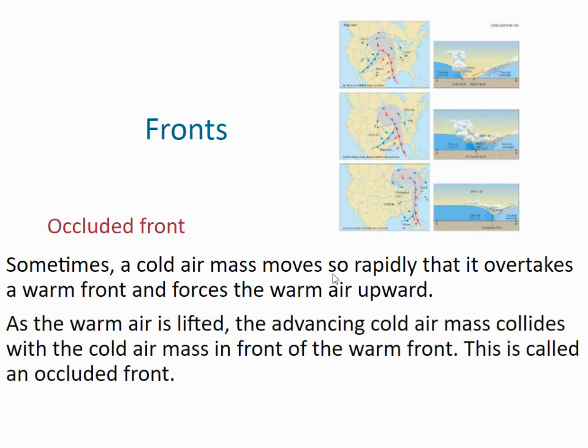An occluded front is represented by a purple line. Sometimes cold masses move so rapidly that they overtake the warm front and cause the warm air to move upward. As the warm air is lifted, the advancing cold air mass collides with the cold air mass in front of the warm, and this is called occluded. This can create a big dump of rain, because we are pushing the warm air up so fast that something has to come down.